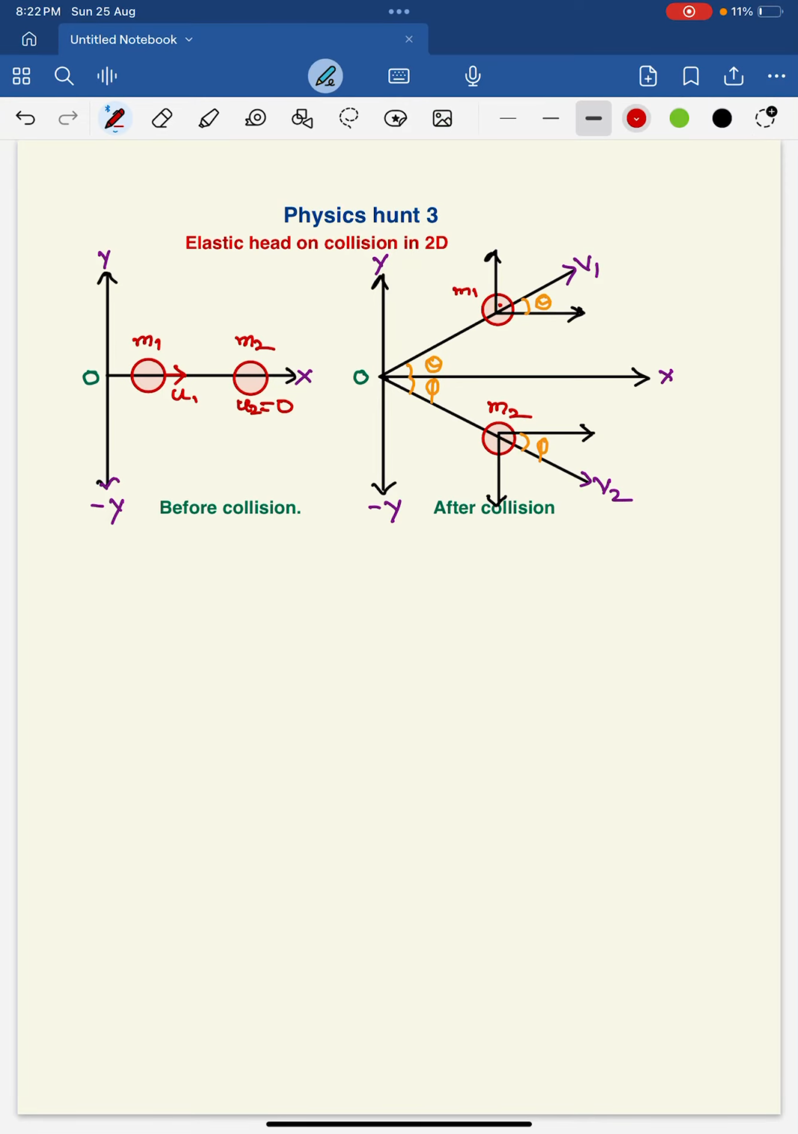Yes, welcome back to the session. In this video, I'm going to discuss elastic head-on collision in two dimensions.